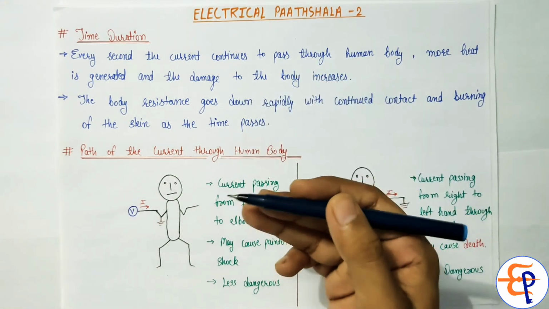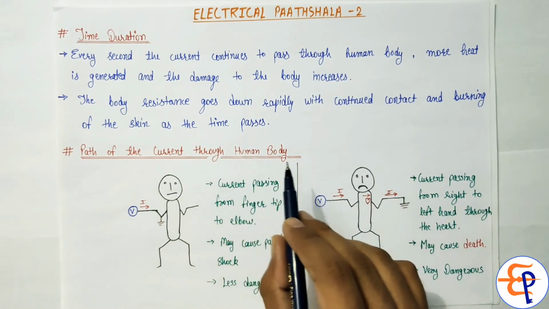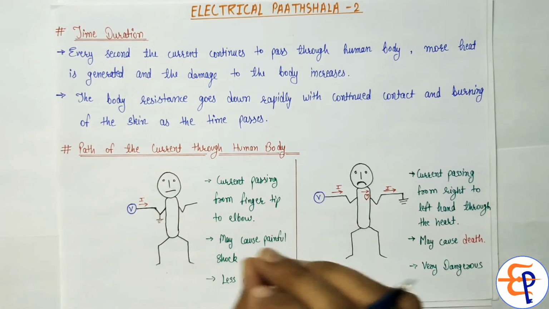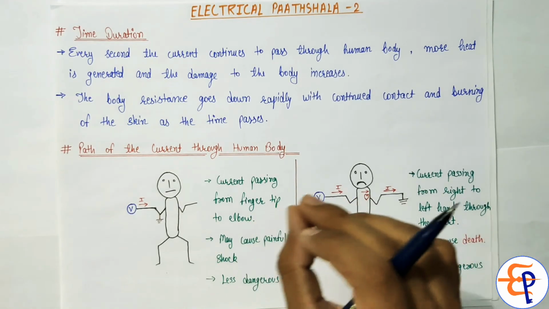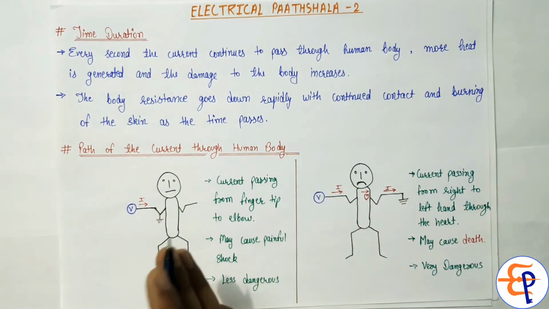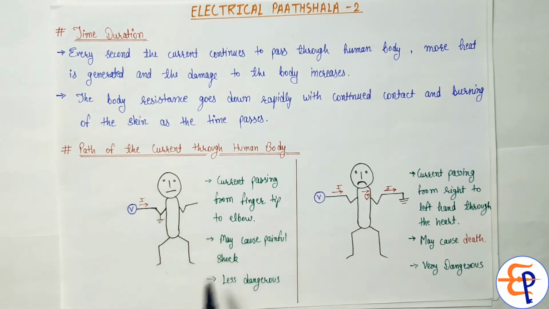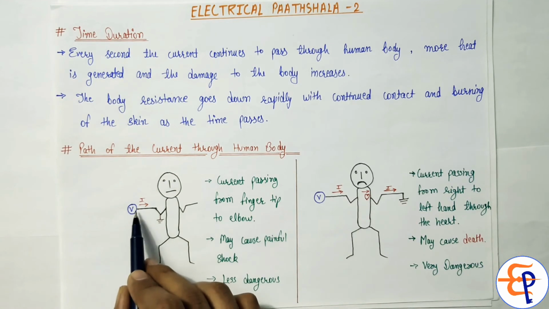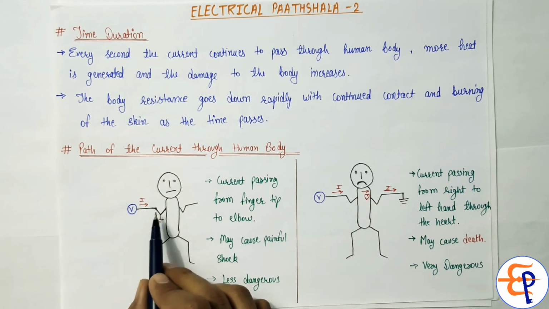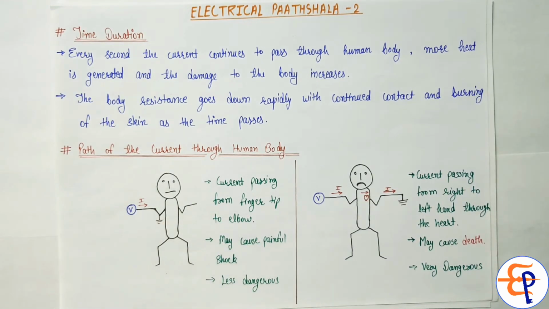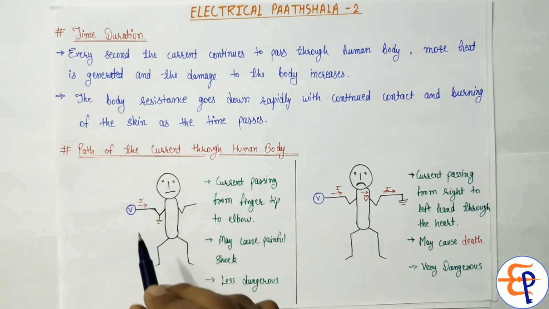Now guys, the next factor is the path of the current through the human body. So guys, electric shock intensity also depends on the path through which the current is flowing in a human body. To understand this, we took two examples. In the first example, this person is being subjected to electric shock, and electric current is passing from the finger of this person to the elbow, and it is getting out of the elbow. So guys, this situation is not very dangerous, because it may cause a very painful shock to this person, but it is not life threatening. Okay, so this situation is less dangerous.